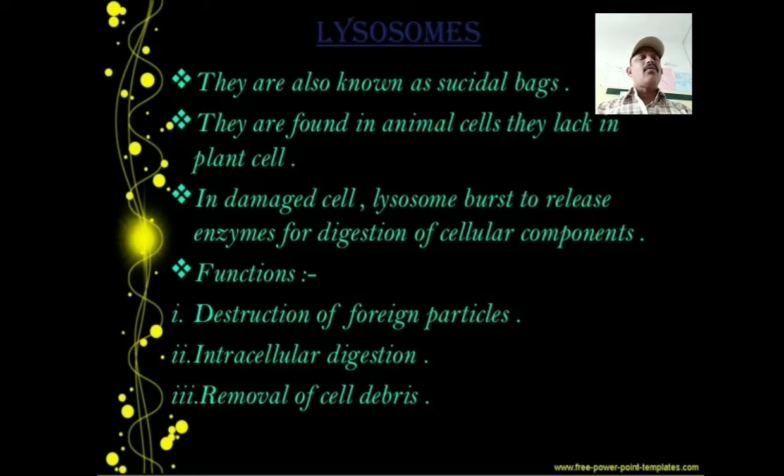They are also known as suicidal bags. Why these are called suicidal bags, we can discuss later. They are found in animal cells. They are lacking in plant cells. So this lysosome we can find in animal cells but less in plant cells. In a damaged cell, lysosomes burst to release enzymes for digestion of cellular components.